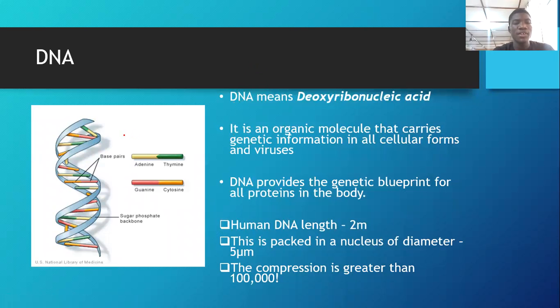So that is that. Now, if you look at my diagram here, you'd find that adenine is connected to thymine, and then guanine is connected to cytosine. This is known as the base pairing rule, which we would look at in a different video. But here, just put in mind that adenine is pairing with thymine, as guanine is also pairing with cytosine. We have a sugar phosphate backbone. We'll look at that later on.